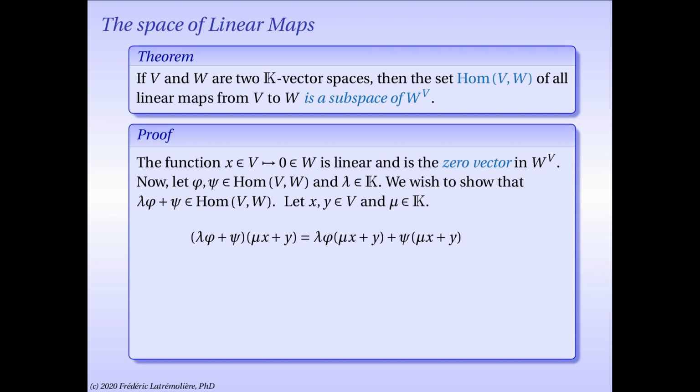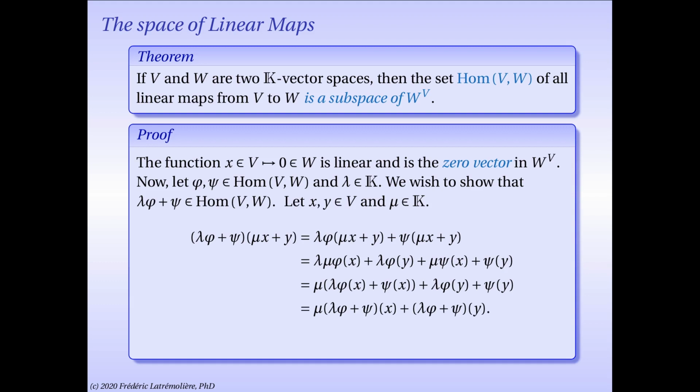So first, what is the function lambda phi plus psi? By definition, it is calculated as on the slide here. That's the definition of what addition of functions and scalar multiplication of functions mean in the space of functions. Then I use the fact that phi and psi are linear to expand this expression as such. Then I group my terms a little bit. Basically, I group my terms based on their arguments inside the function.